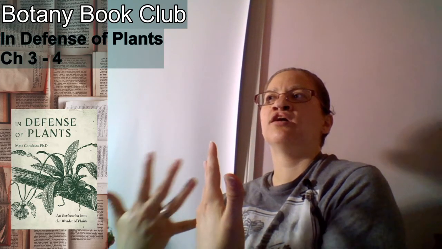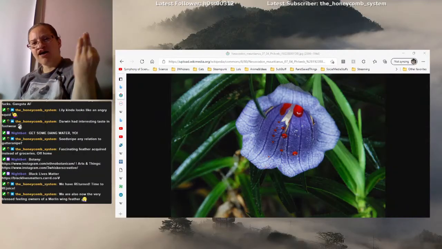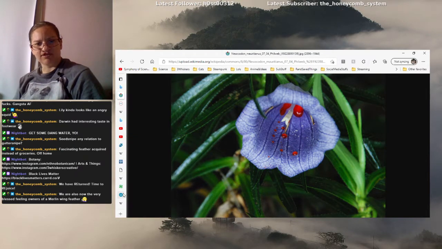Now, on the topic of seed dispersal, we've got the quintessential American Western scene-setting plant, for lack of better phrasing. The tumbleweed.